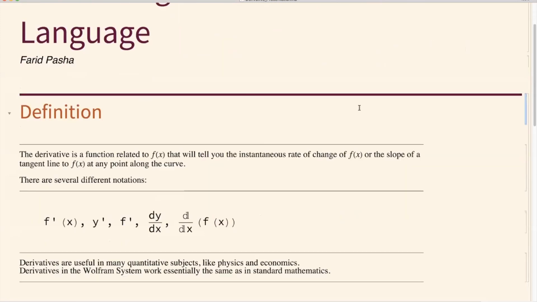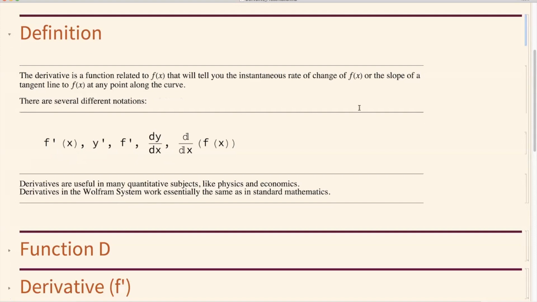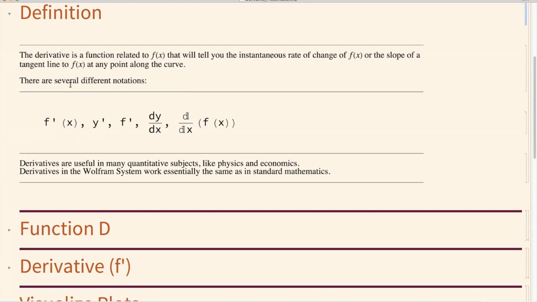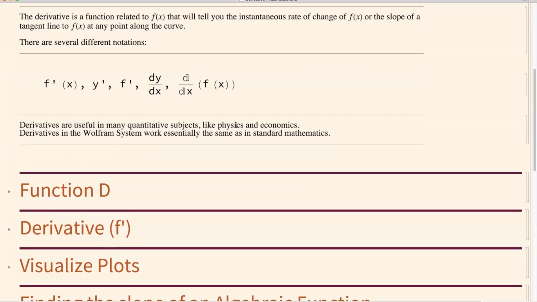So basically, a derivative is a function related to f of x that will tell you the instantaneous rate of change of f of x, or basically the slope of a tangent line to that function at any point along the curve. There are several different notations you will find across the textbooks as well. And derivatives are very useful in many quantitative subjects like physics and economics. Like, acceleration is also the derivative of velocity.